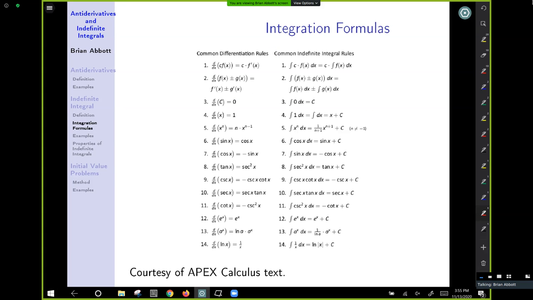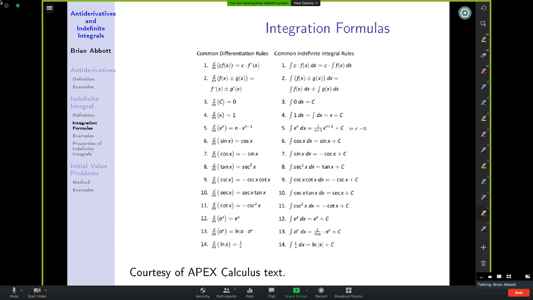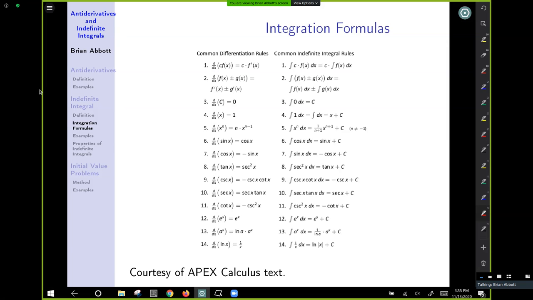Here is a poorly formatted, pixelated picture with a ton of integration formulas, and even some properties of integrals thrown into the mix there. We're going to talk about the first few, but let's start with number 3.